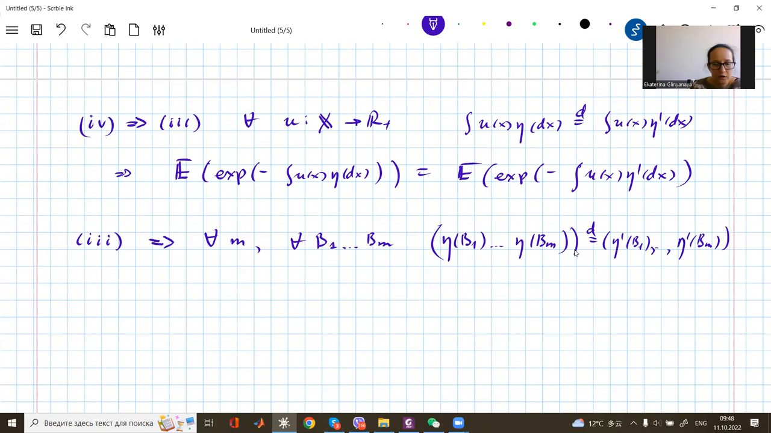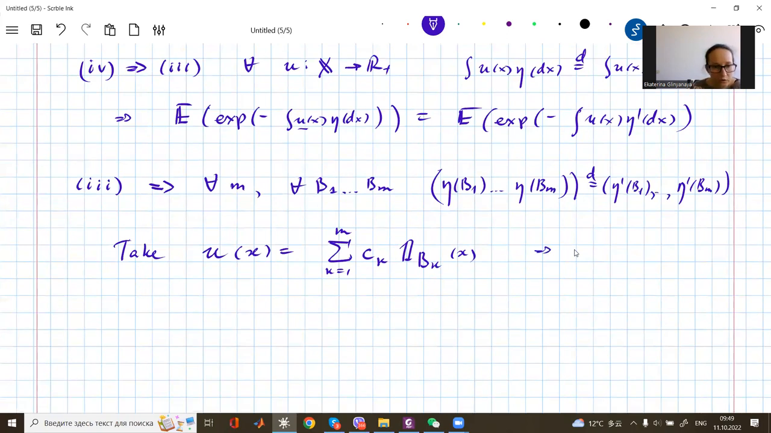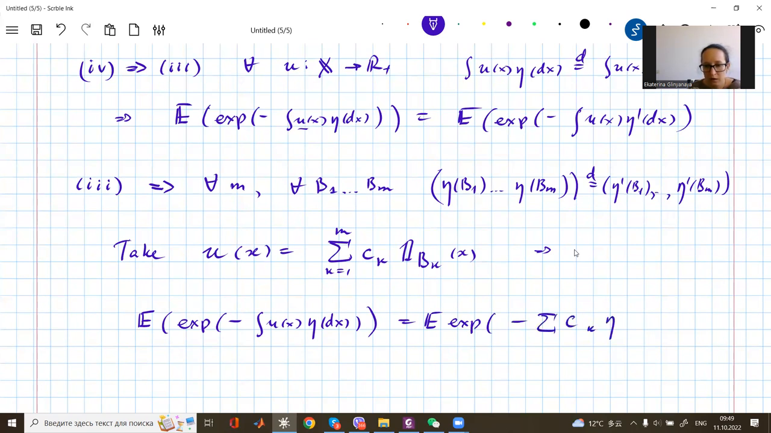Here's a simple idea. If I know that Laplace transforms are equal for any functions here, I can take just a specific step function u. So take u of x equal to the sum of c_k indicator of B_k of x, such step function. Then I will have the equality of Laplace transform for random vectors. Indeed, now the integral for such function has the form of the sum. This is the sum of c_k η of B_k.